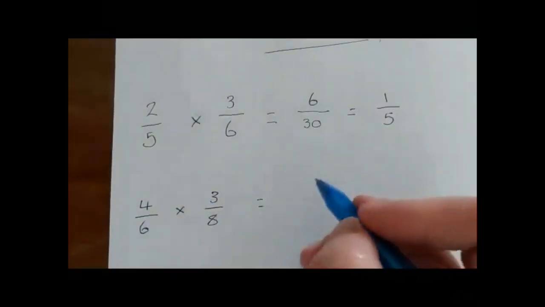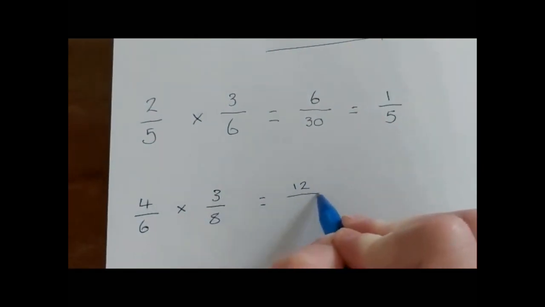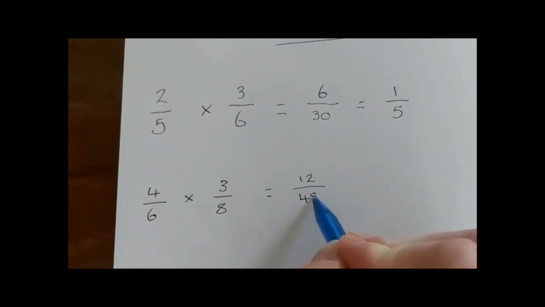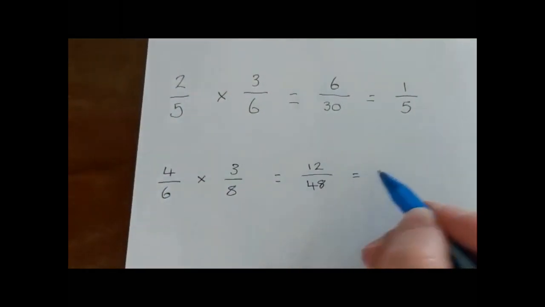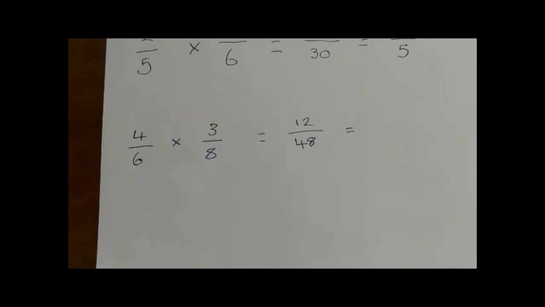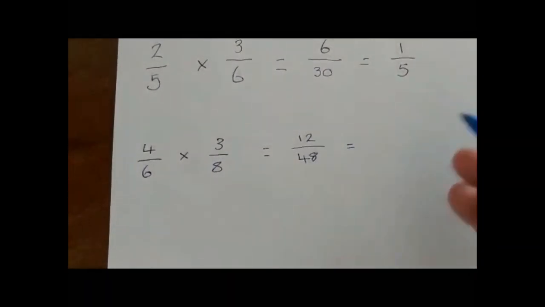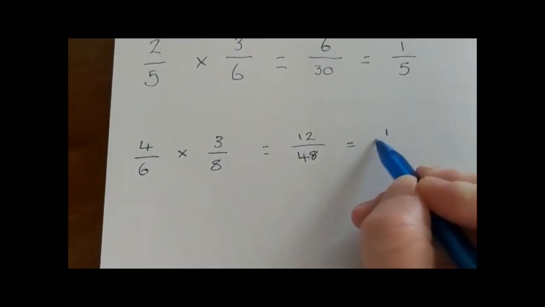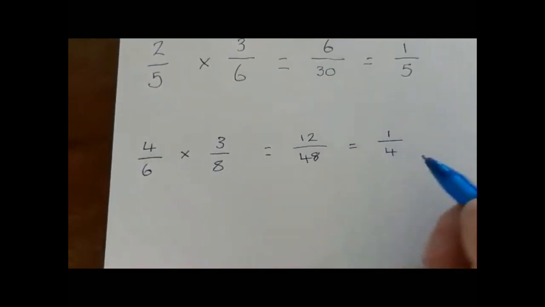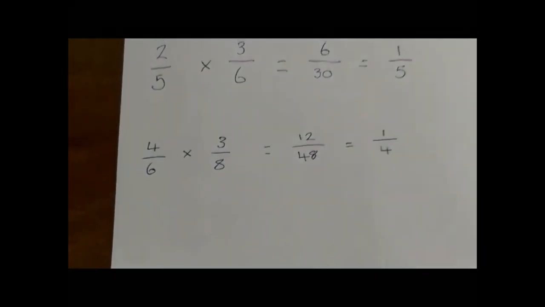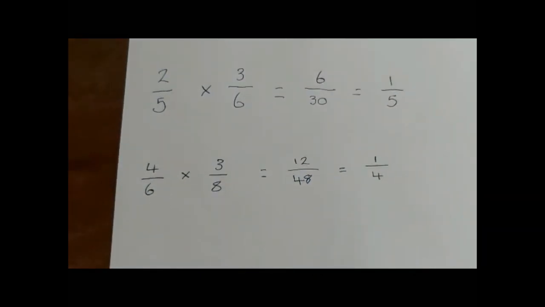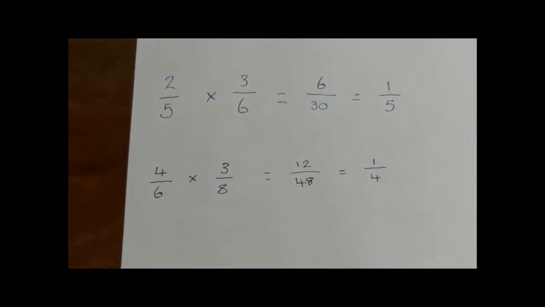4 multiplied by 3 is 12, and 6 multiplied by 8 is 48. So we get 12/48. Now, is there a times table where we would find 12 and 48? They would both be in the 12 times table. So how many 12's are there in 12? There is 1. And how many 12's are there in 48? There are 4. So we would end up with 1/4. But this stage is where we're looking to get, and this is the challenge, remember. So that's multiplying fractions, nice and straightforward.